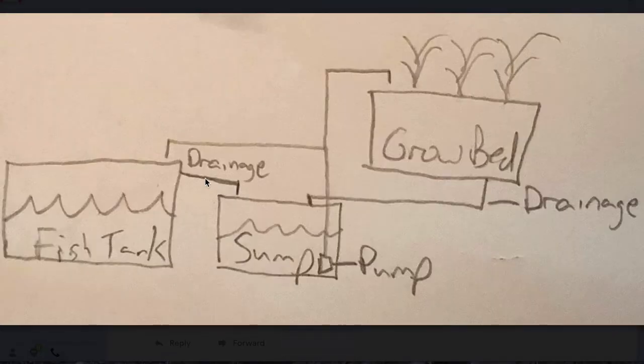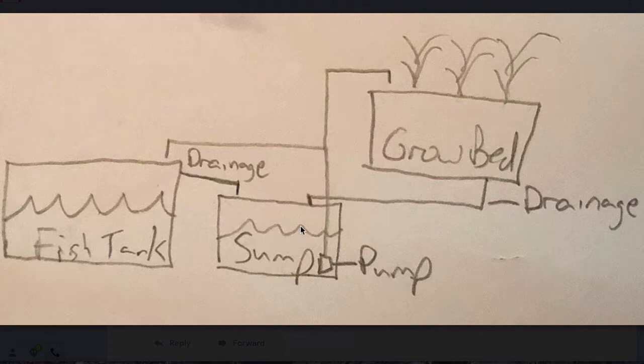Now the next design has a fish tank, a sump tank, and a grow bed. Now the thing with this one is this drainage pipe here in the fish tank will constantly set the level of the water in the fish tank. So in this one, the water doesn't go up and down in the fish tank, so your fish are always good to go. They'll always have enough water in the fish tank, right? They don't have the same problem with the water running low like in the other design.